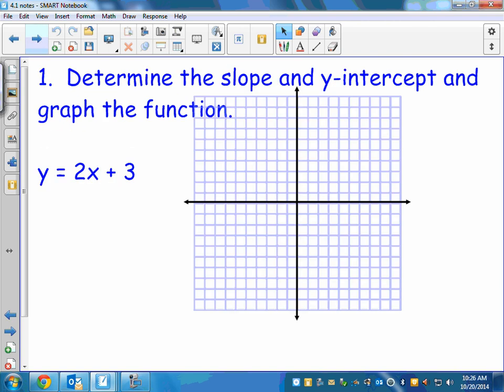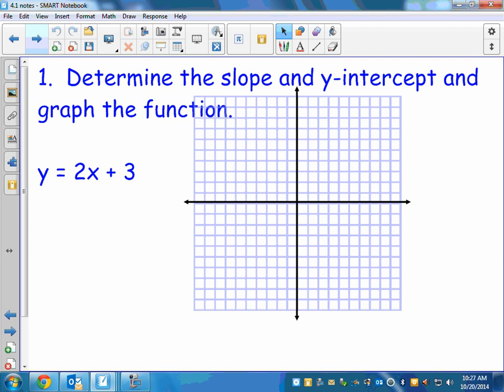I don't even know why I put this on here, because I feel like we all should know how to do this, but just to start back slowly after a week off. Determine the slope and the y-intercept and graph the function, right? Linear functions are when you don't have an exponent on x. It's already in slope-intercept form. So Aaron, tell me, what is the slope and the y-intercept of this graph?